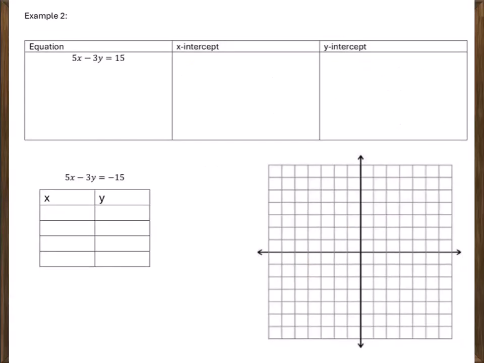Let's work on this next example. Again, we have to start by reminding ourselves that the x-intercept is found by setting y equal to 0 and solving for x. And the y-intercept is found by setting x equal to 0 and solving for y. Those are going to be the 2 ordered pairs that end up on our graph and that help us generate our line. So we have 5x minus 3y is equal to 15.